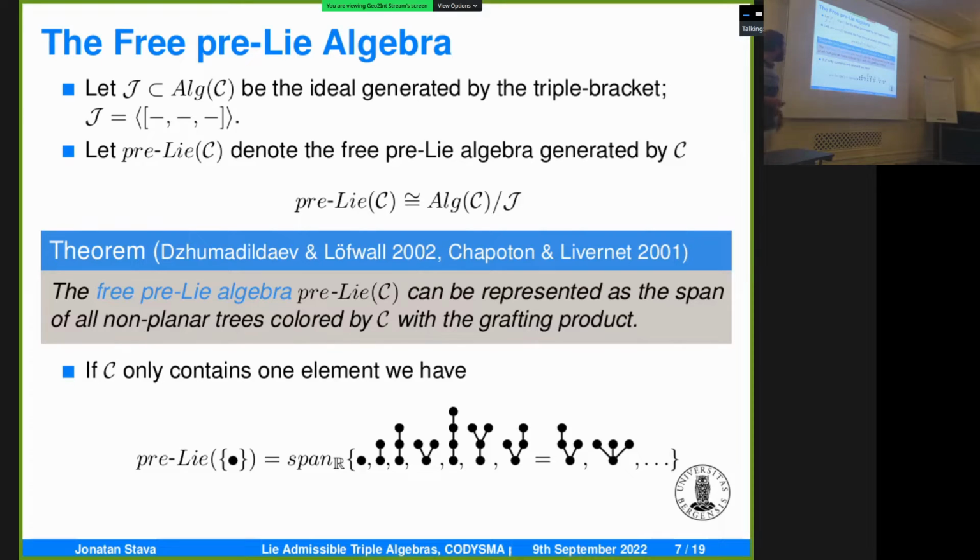Now, what's really happening here: remember that the free algebra was all the planar trees colored by C with left grafting. What happens when you quotient out by this ideal J is, if you look at this example with just a single color, it looks the same until here, and you see that now these two elements are equal. So in the free pre-Lie algebra, the order of the branches on your trees doesn't matter anymore. That's exactly what happens when you quotient out by this ideal J.